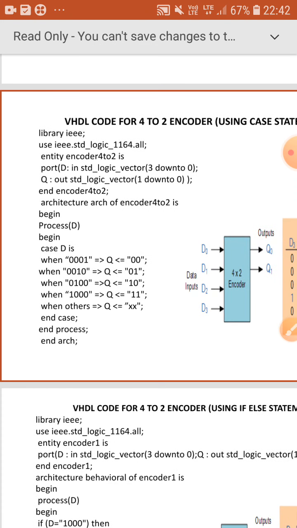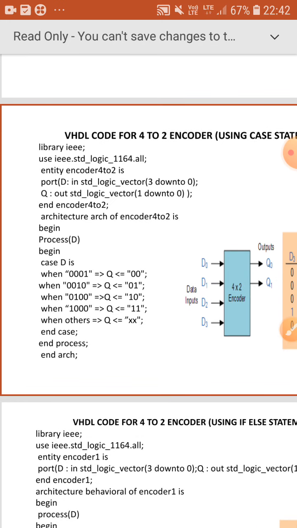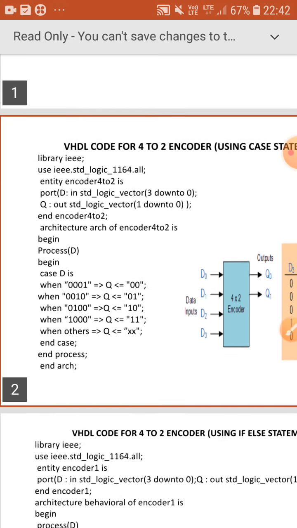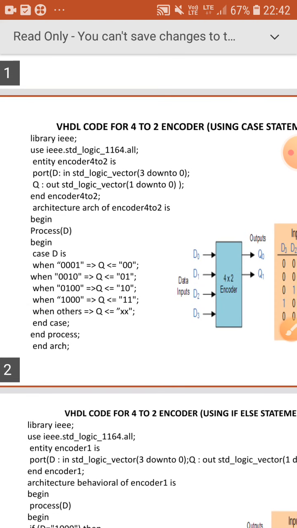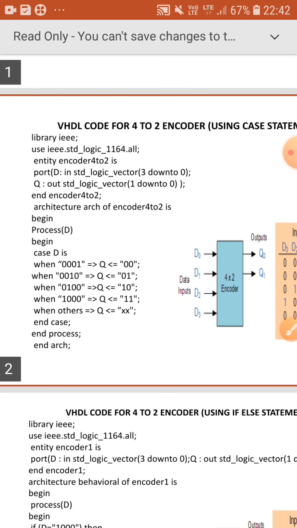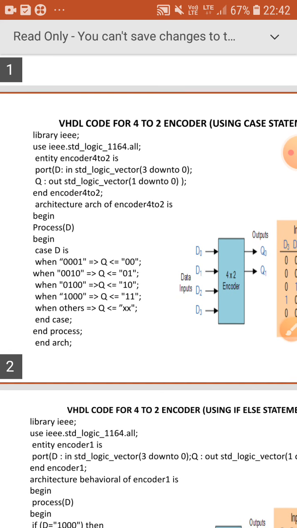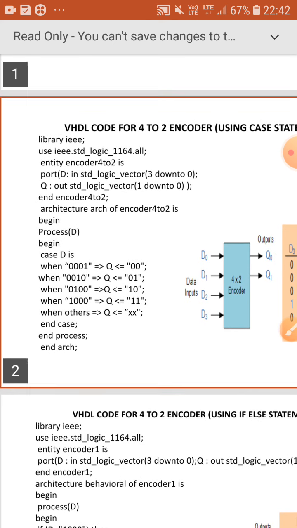In a VHDL program we have two parts, entity and architecture. First, the entity part. In the entity part, the first line is entity name is. In this program, encoder 4 to 2 is the entity name, and arch is the architecture name. So the first line: entity encoder 4 to 2 is.